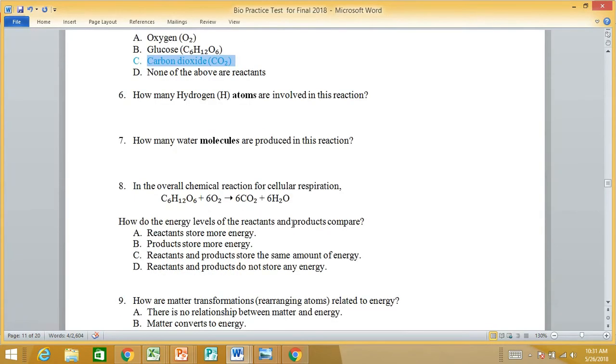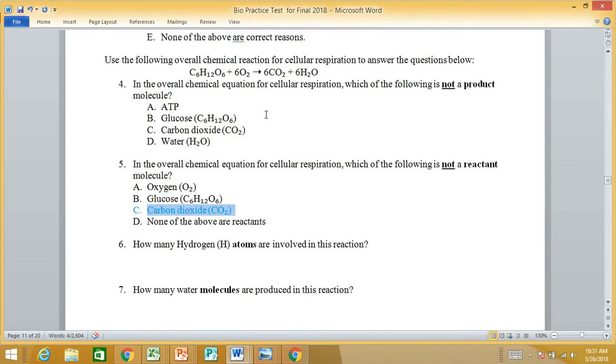How many hydrogen atoms are involved in this reaction? Well, if you look over here, you've got 12 hydrogen atoms. How many water molecules are produced? This whole thing is the molecule, so you've got 6 molecules of water.